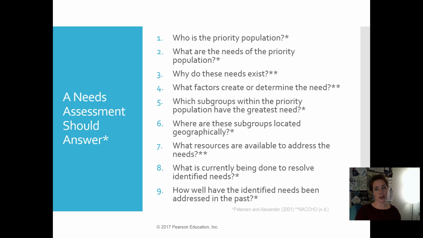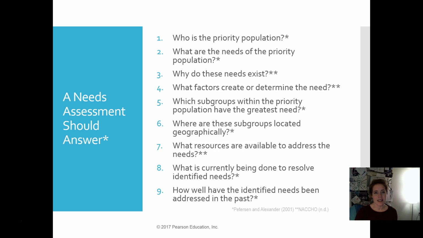So if you're looking at a broader community, there are likely subgroups who are more vulnerable or otherwise more disproportionately affected by a particular need. Where are these subgroups located geographically? So understanding where people are in the community, quite literally. What resources are available to address the needs, right?